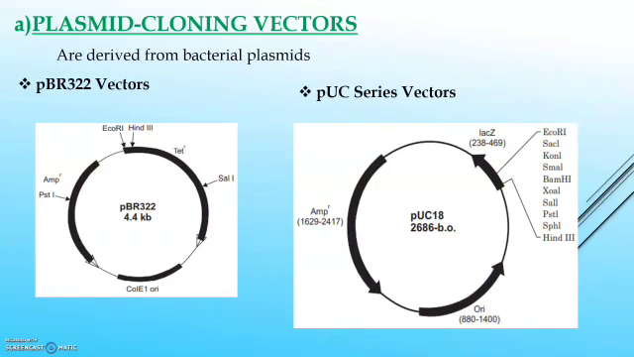The first one is plasmid cloning vectors. These are the vectors which are derived from bacterial plasmids and are the most widely used, because they are easily manipulated. ColE1 of E. coli is an example of a naturally occurring plasmid. The origin of replication in almost all plasmid vectors is that of ColE1. And the main examples of plasmid cloning vectors are pBR322 vectors and pUC series vectors.